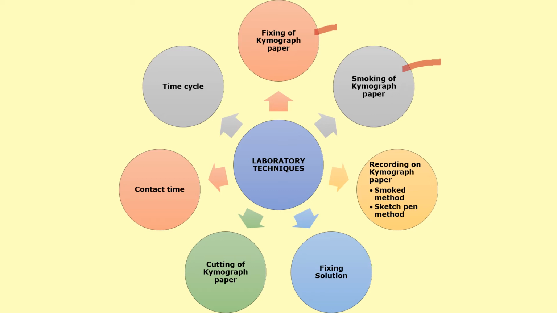Now, recording on kymograph paper can be carried out by two methods. One is known as the smoke method, and the second one is the sketch pen method. Smoke method means the kymograph paper will be smoked with black smoke of kerosene and benzene or the mixture of the two, and the recording lever moves on that black smoke paper.